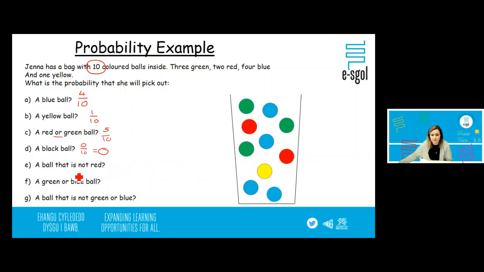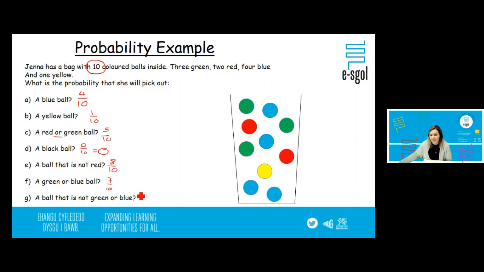Probability that a ball is chosen that is not red. Well, there are 2 reds, so not red is everything else. It doesn't matter what colours they are, as long as it's not red. So there are 8 of them out of the 10. And then 2 more here, so a green or a blue. Counting up your blues and your greens, you've got 7 out of 10 there. And then the last one is linked to this one, a ball that is not green or blue.